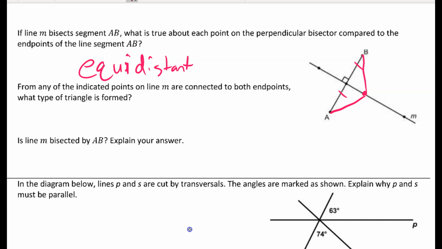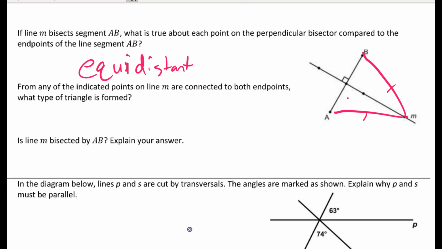A quick proof could be shown is that, well, if I've got those two right angles right there, this side in the middle is reflexive, and I know that A, we'll call that O, AO to OB is the same. This is actually a quick side angle side proof to prove that these two triangles are congruent and that the corresponding parts are congruent. You can make that argument about any point for both these. Even if you measure with your compass, as long as the picture is drawn to scale, they should be about the same. So from any of the indicated points on line M connected to both endpoints, what type of triangle is formed? Well, that's going to be an isosceles triangle because those side lengths are the same.